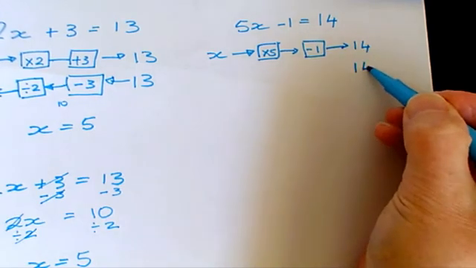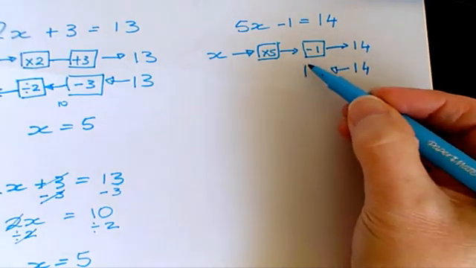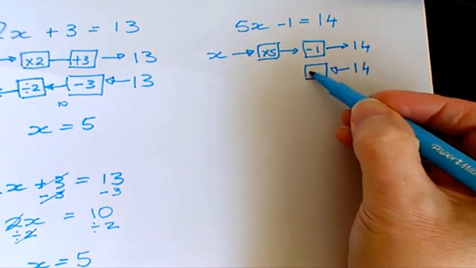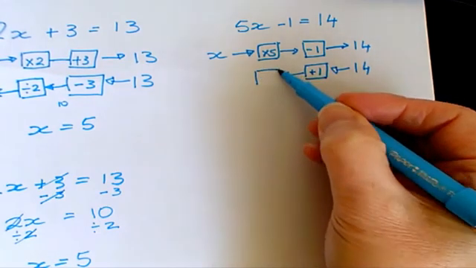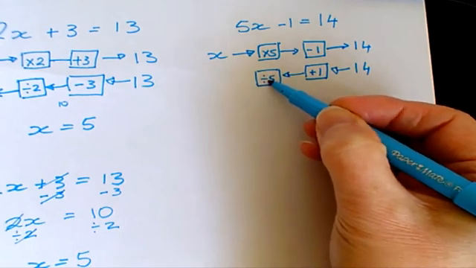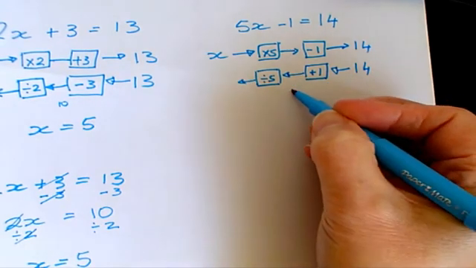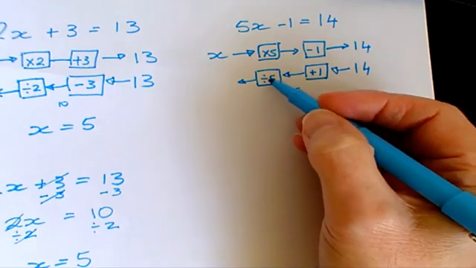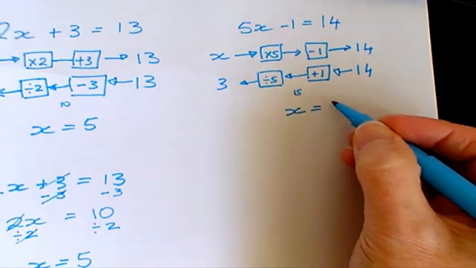So 14, going in the opposite direction, the inverse of take 1 is add 1, and the inverse of multiply by 5 is divide by 5. So I'll end up with 14, add 1, which is 15, and 15 divided by 5 is going to give us 3, so x equals 3.